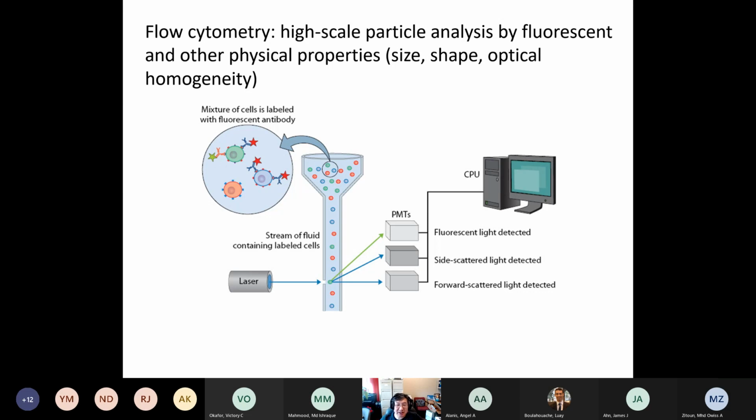The one is called forward scattered light. The other is called side scattered light, while the third, often many, not only the third, maybe fourth, fifth, they would detect the fluorescence signal. So the flow cytometer will give you information whether that cell is positive for a certain marker, but at the same time, it will also tell you additional information, because the side scattered light and the forward scattered light will tell you the other physical properties like size, shape, optical homogeneity.